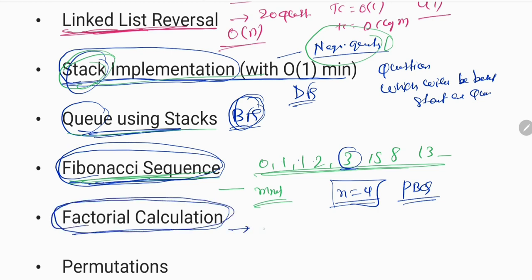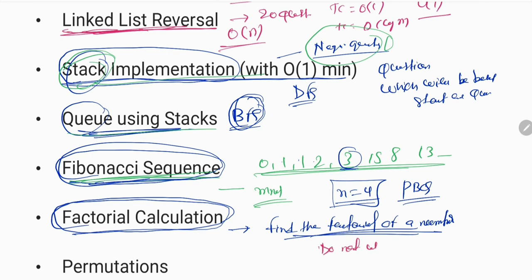Factorial means finding the factorial of a number. But stop here, don't laugh thinking you will find it easily. Here, do not use a loop. Just use the recursive approach.